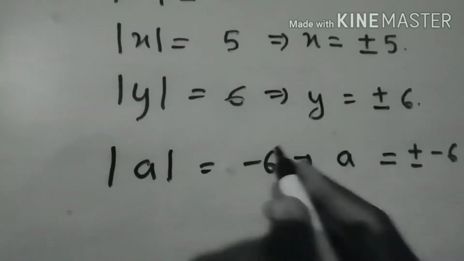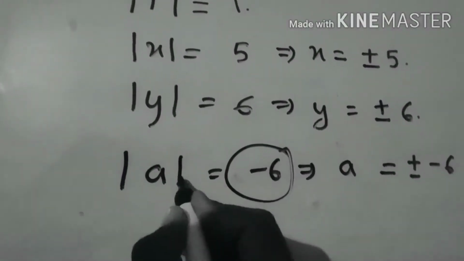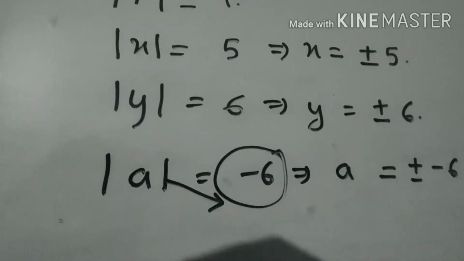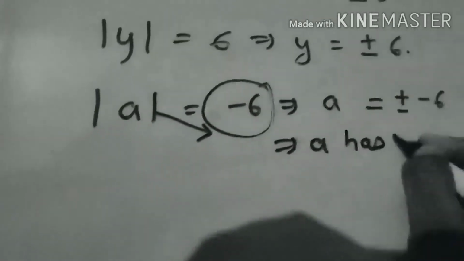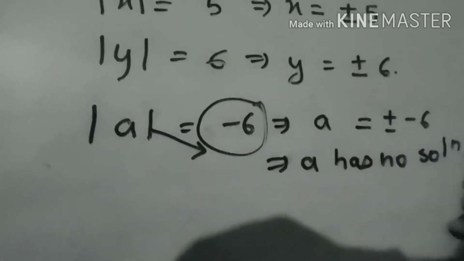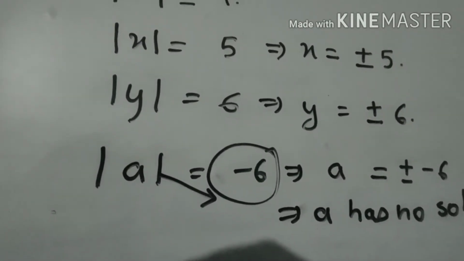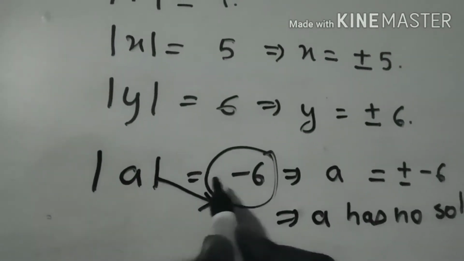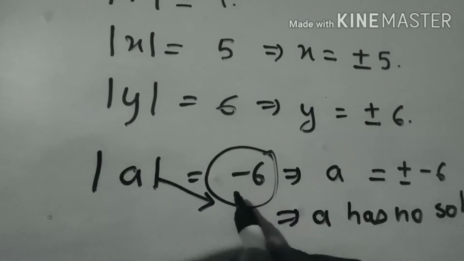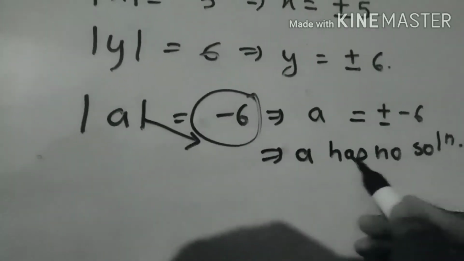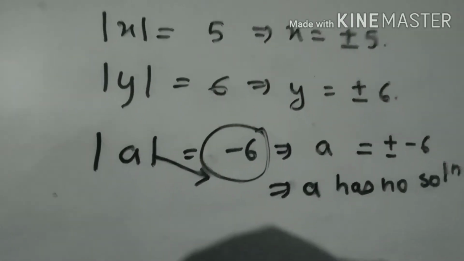No, it will never happen, because -6 modulus can never return a negative value. So a has no solution, because modulus always returns a positive value. So modulus a will always return a positive value. Since here it is -6, a negative value, a has no possible solution.